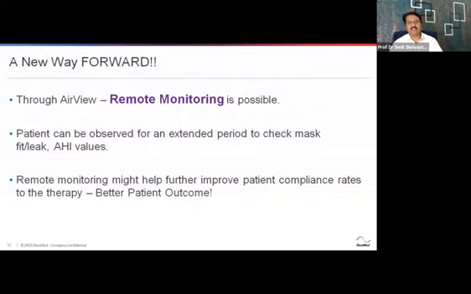So this results in connected care where remote monitoring is possible. It can tell you how much the patient has used, and whether the mask was fit or not fit. Even a display comes up when the patient unplugs in the morning. The display shows a smiley. So if there was no leak, it was a perfect fit and good AHI values, then it would have a smiley face. If not, it will have a frowning face.